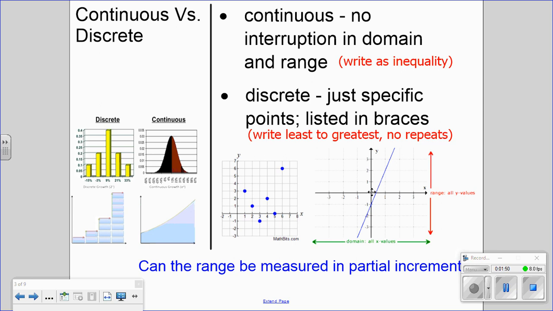So we can list it or write it out as an inequality, as a range of values. When we look at this other graph, though, this one off to the side over here, there are gaps, there are spaces in between our data. So these are specific points. And so we can't list every single value between, because every single value is not represented here. So we're just going to list those specific points. And so this would be listed in braces in that same way that we started listing our domain and range in that last video.